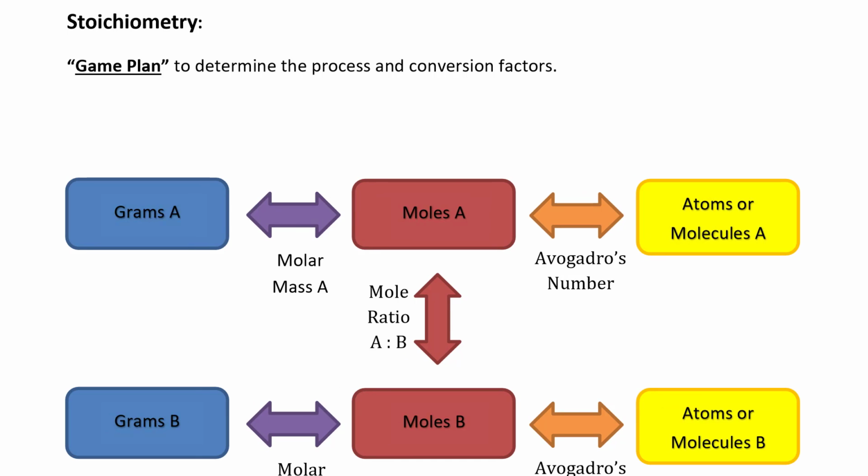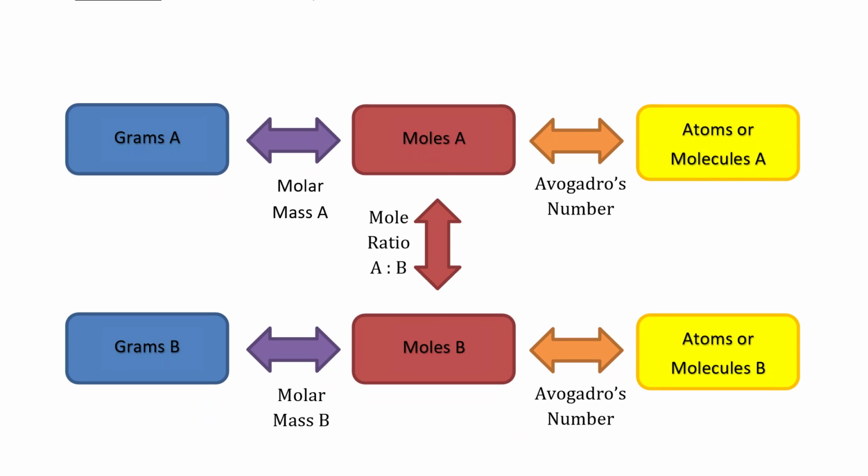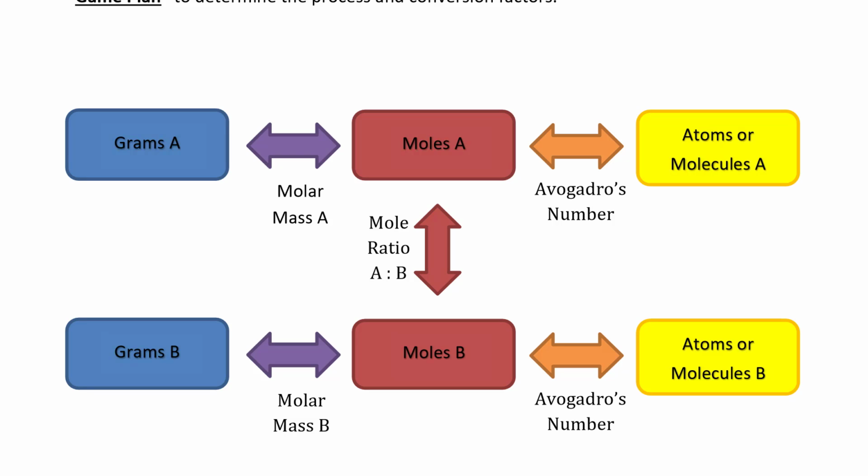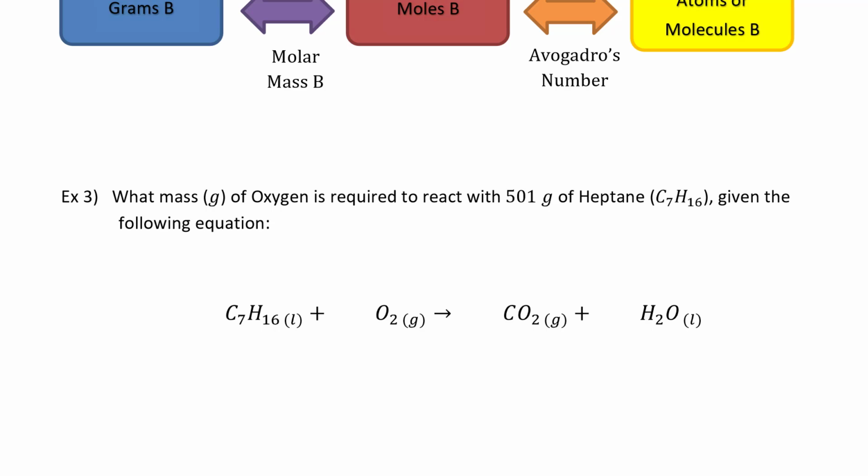As stoichiometry gets more complex, you'll have to keep track of where you start and where you want to end up. Again, I would advise you to print this off and use it while you're learning. Let's show you a more complex example now. Example 3. What mass of oxygen is required to react with 501 grams of heptane given the following equation? What do I have? I have 501 grams of my heptane, and I want to know how many grams of oxygen I need. So what I want to do is switch between grams of heptane to grams of oxygen.